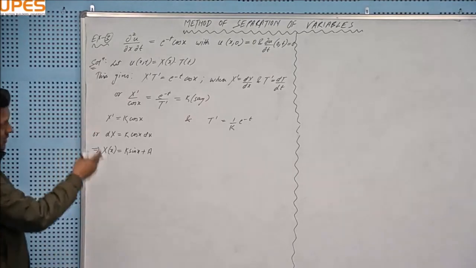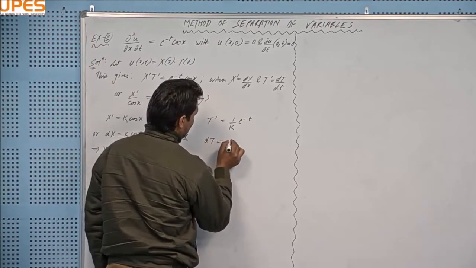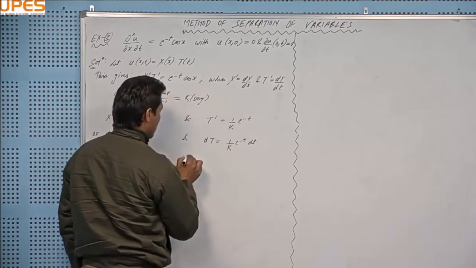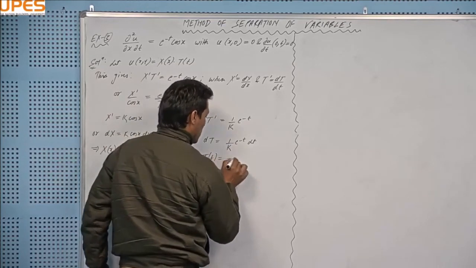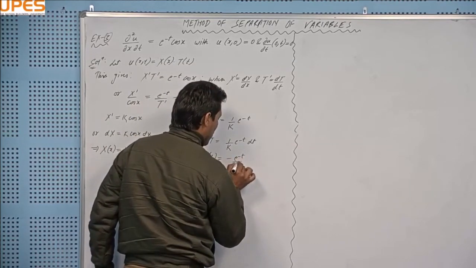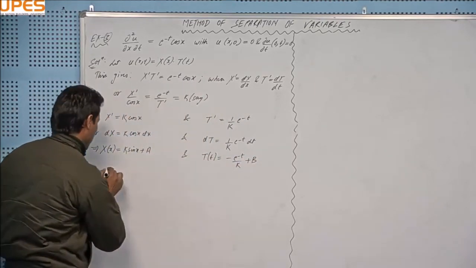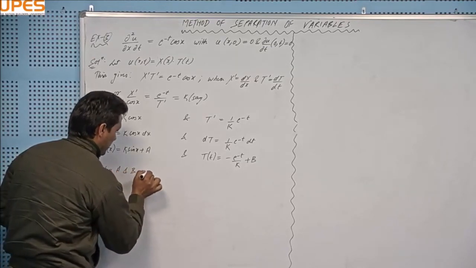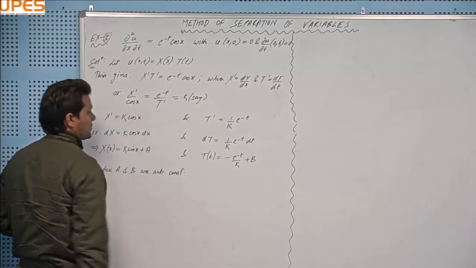And on integrating that, I will be having dt is equal to 1 over k e to the power minus t dt, and on integration it will give T as a function of t. The integration of this thing will be minus e to the power minus t by k plus B, right? We have capital A and capital B, arbitrary constants, right?